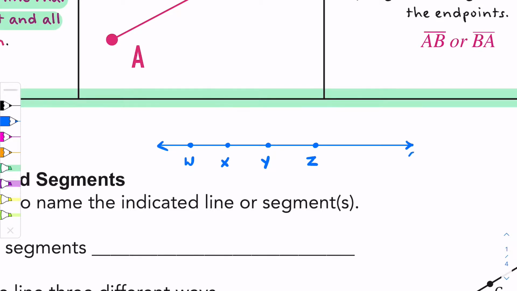Okay, let's label this with the script M so I can call it line M. Here I have line M. Line M extends in both directions, so therefore I know it is a line. It continues forever on both sides. But it's also made up of a bunch of points. And I labeled 4 points. However, there are more points than this. A line is made up of infinitely many points.